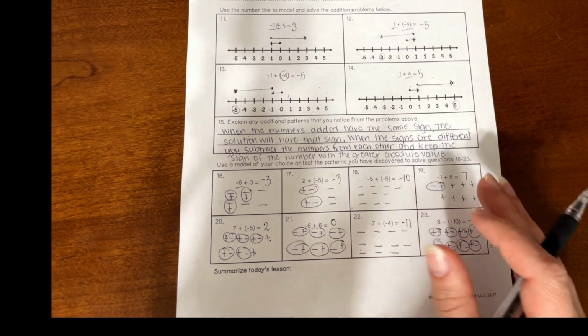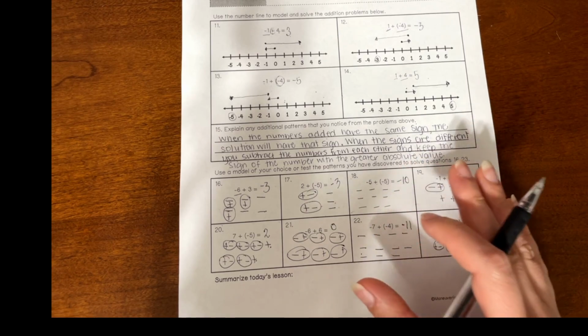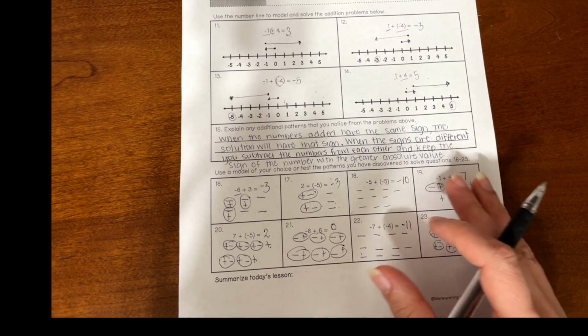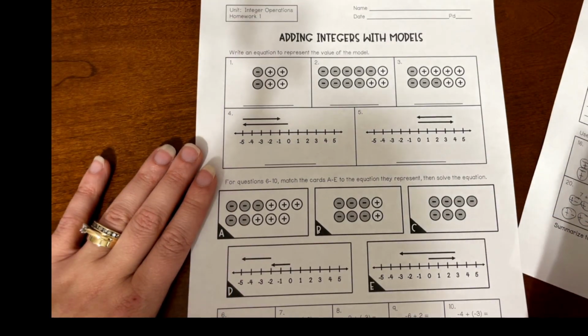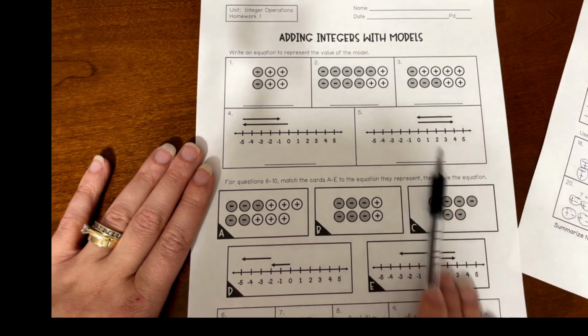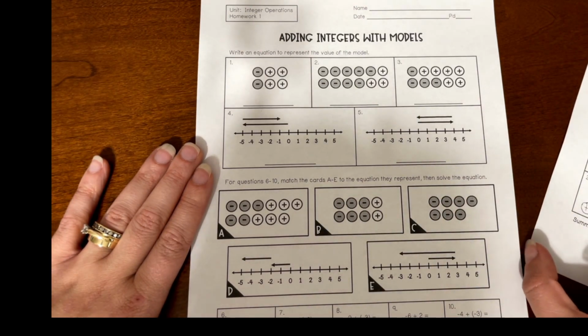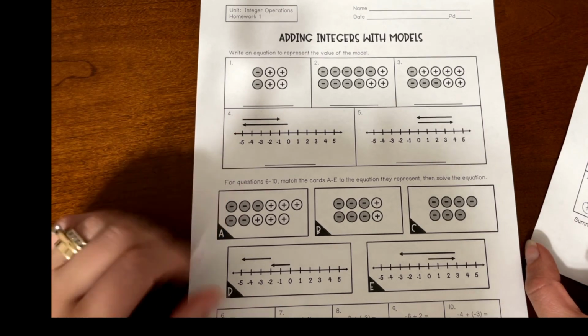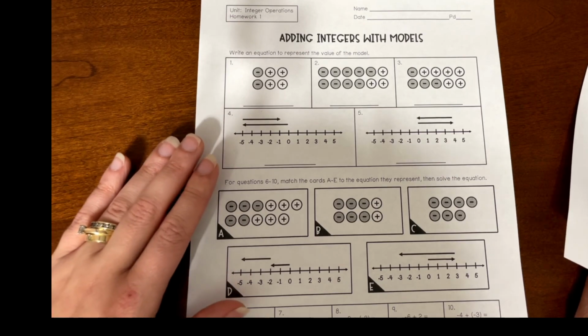So this is our first introduction to adding integers with models. So that was handout 1. You're going to be putting that into your ISN. Today I want you to complete homework number 1. It says adding integers with models. And you're going to use the same principles that we did on this handout to help you with your homework. So make sure you use the handout to help you with your homework assignment, and then you can bring it to Miss Ellerby to check your work.